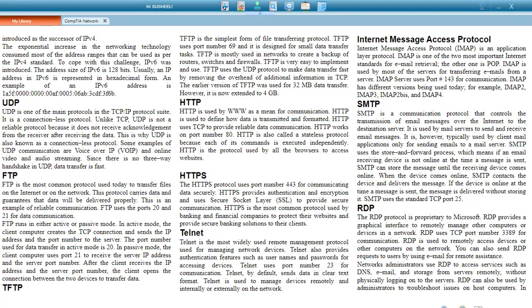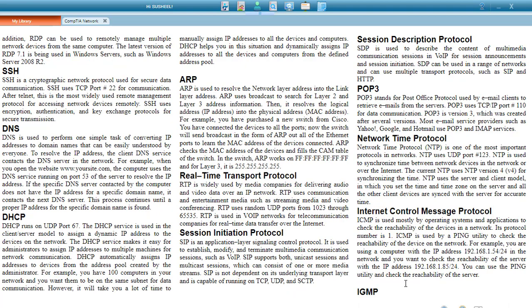Network administrators use RDP to access services such as DNS, email, and storage from servers remotely, without physically logging onto the servers. RDP can also be used by administrators to troubleshoot issues on host computers. In addition, RDP can be used to remotely manage multiple network devices from the same computer. The latest version of RDP 7.1 is being used in Windows servers, such as Windows Server 2008 R2.